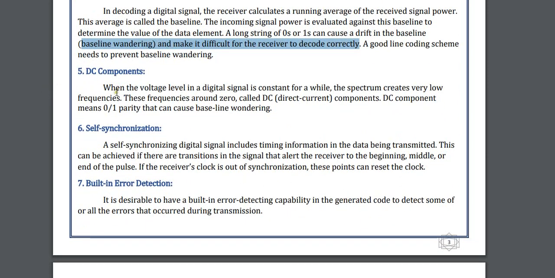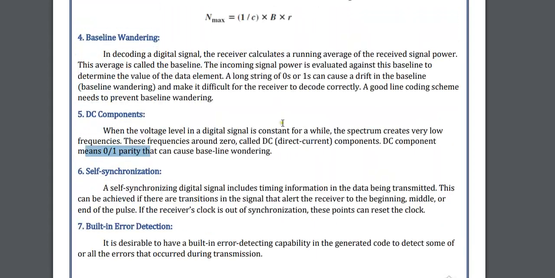Now the DC components. When the voltage level in a digital signal is constant for a while, the spectrum creates very low frequencies, around 0, called the DC or direct current component. The DC component means a long run of 0s or 1s that can cause baseline wandering, which we discussed in the previous section.